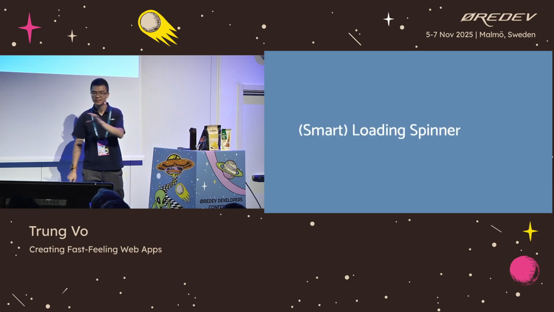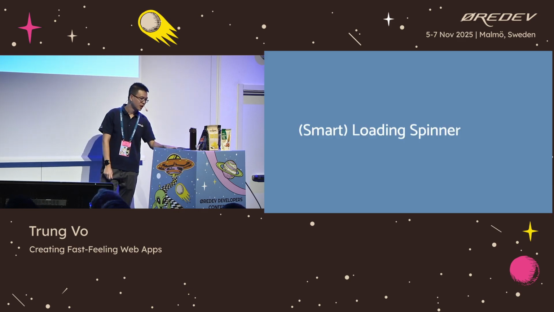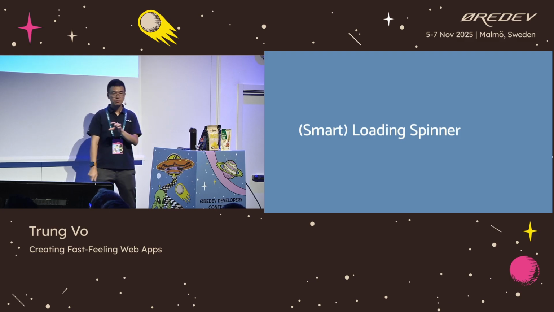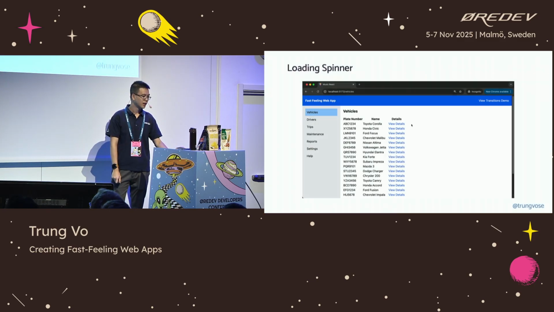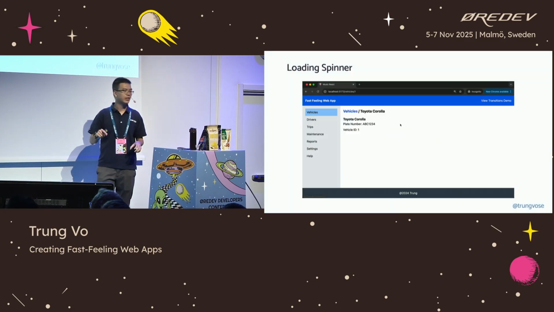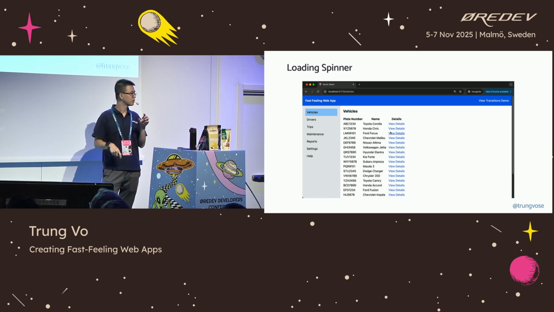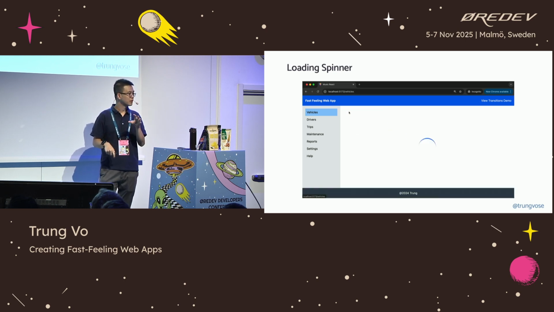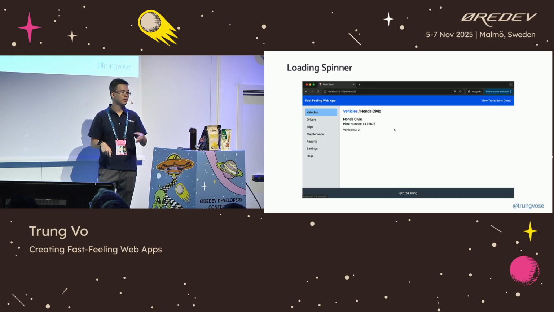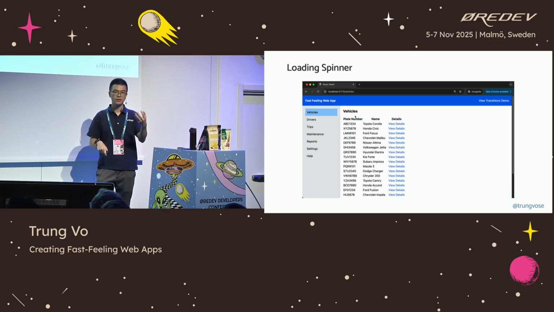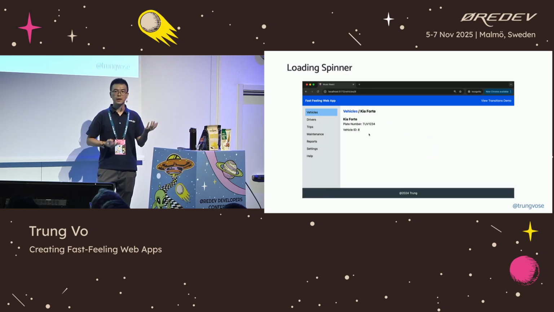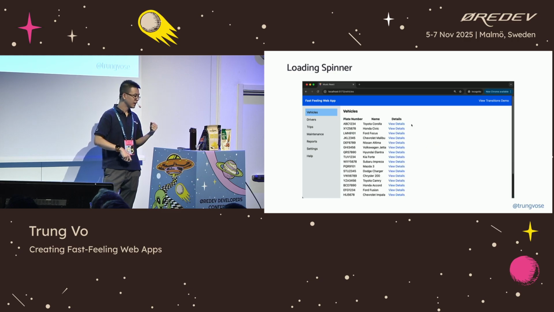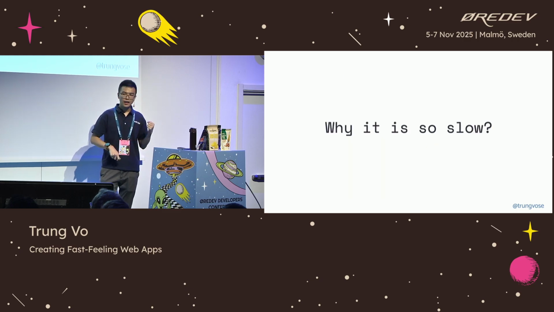So back to the agenda, that's the most important. The first thing we look into is the smart loading spinner. When I was starting my career 7-8 years ago, I thought I was doing it right. Super simple: you show a loading spinner for everything. When you load the data, you show something to make sure something is going on. And my boss was asking, why is it so slow?